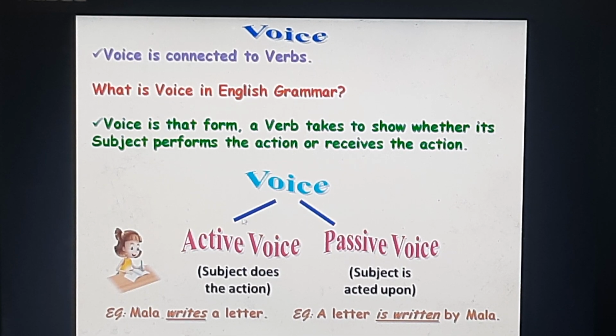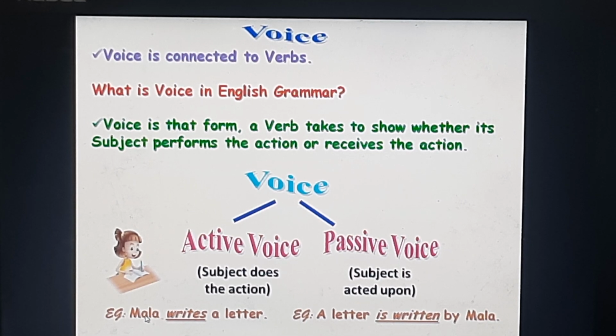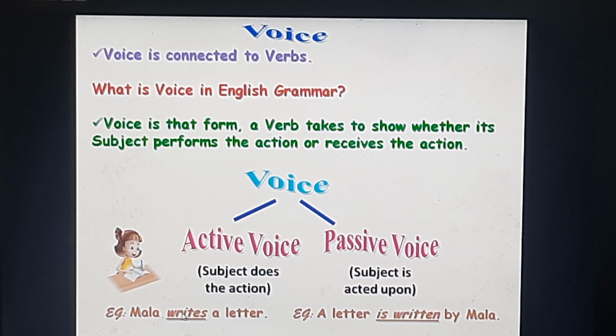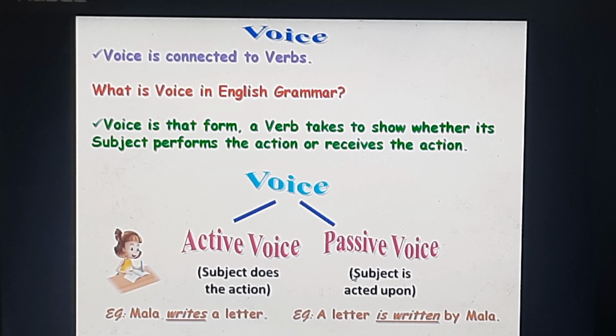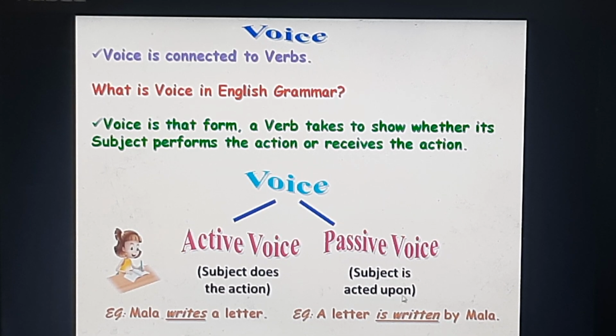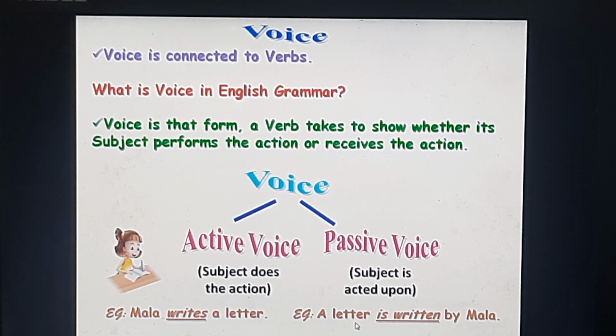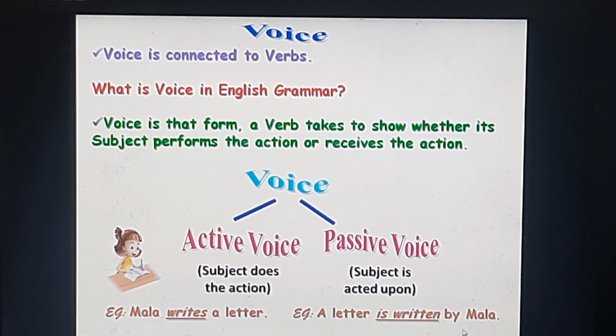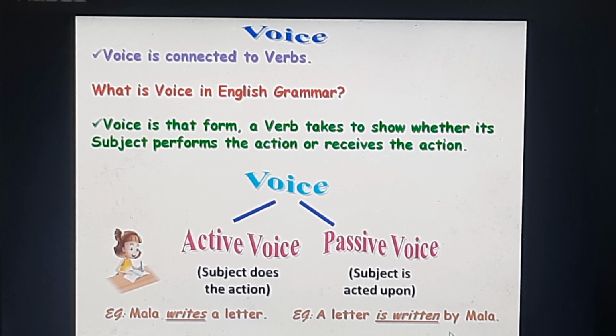Now, voice is of two types, active voice and passive voice. In the active voice, the subject does the action. Example, Mala writes a letter. Mala is the subject, doer of the action writes. In the passive voice, the subject is acted upon. Example, a letter is written by Mala. Here, a letter is the subject. The subject is acted upon by the object Mala.